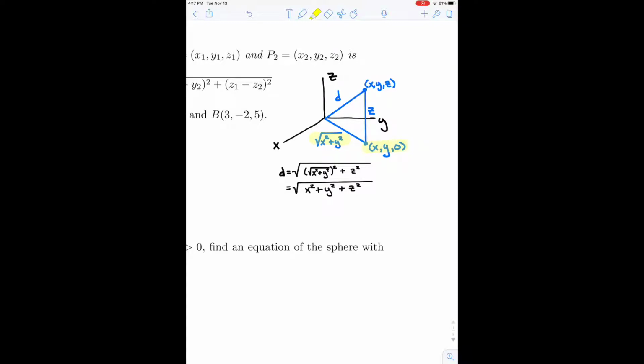Now if we want to add the z-coordinate, then we can use the Pythagorean theorem to find the distance. That distance is going to be the distance to the point x, y, 0 squared plus the z-coordinate squared. And we take the square root of that. And that gives us our three-dimensional distance formula, the square root of x squared plus y squared plus z squared. Now that's the distance to the origin. If we want to do the distance between 2 points, all we have to do is shift those points x, y, and z.